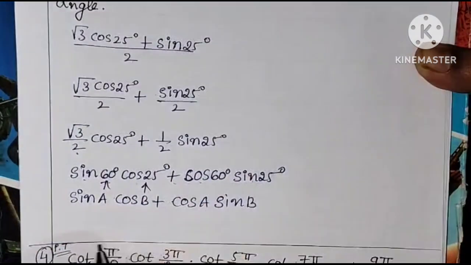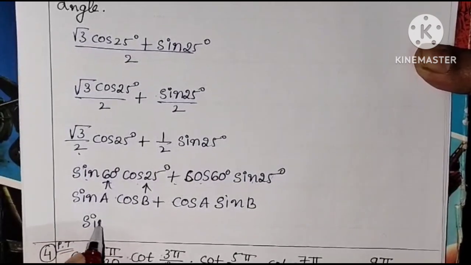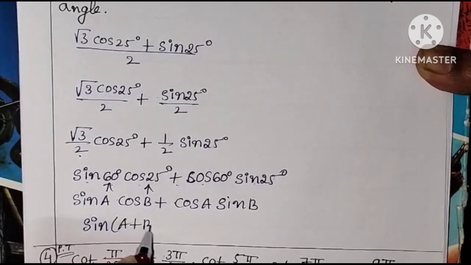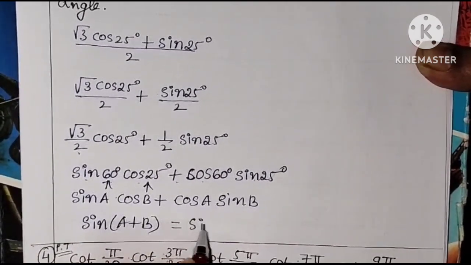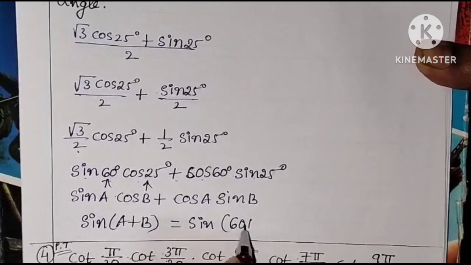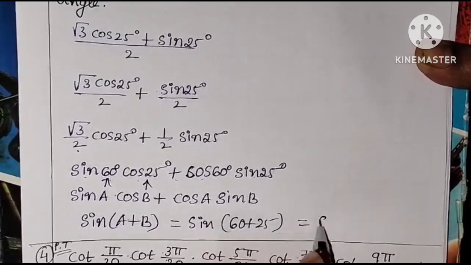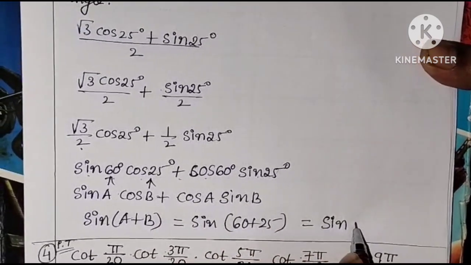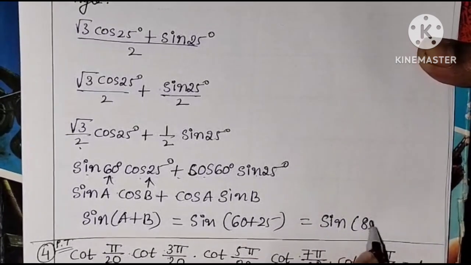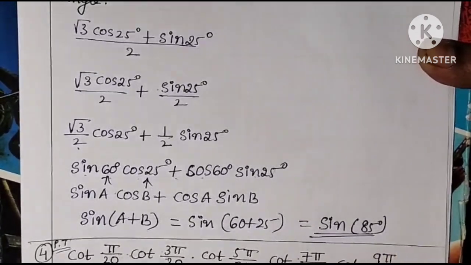Then what is the formula? Sine of A plus B. So sine of 60 plus 25. So what is the final answer? Sine of 85 degrees. This is the final answer.